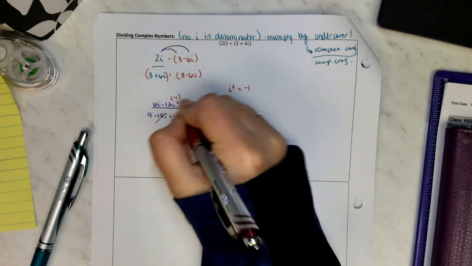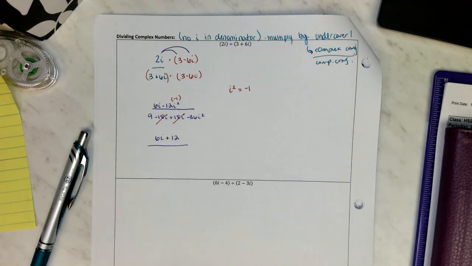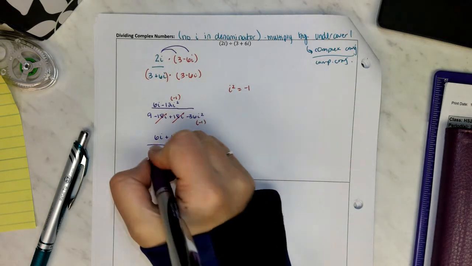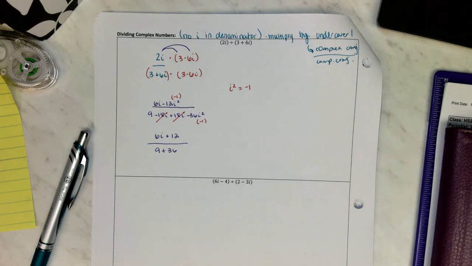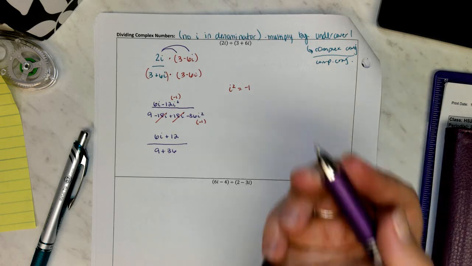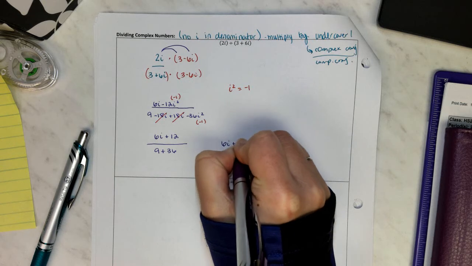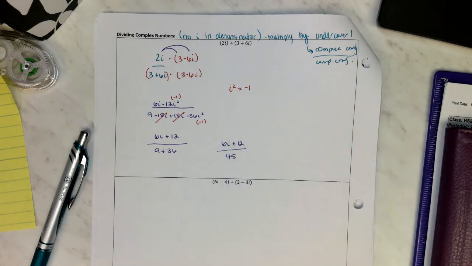On the bottom, your negative 18i and positive 18i are going to cancel out. And then that i squared, remember, is a negative 1. So you have 9 plus 36 on the bottom. Now, 9 plus 36, you can go ahead and do that. So on the top, you're going to still have 6i plus 12. And on the bottom, you're going to have 45.